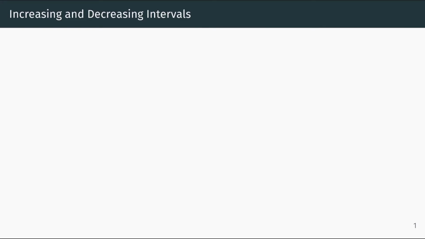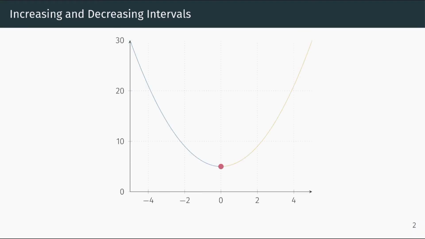Hi, in this video we will be discussing when a curve is increasing and when it is decreasing. These are also referred to as the increasing intervals and the decreasing intervals of a curve. In the graph shown, the part of the curve in blue corresponds to when the curve is decreasing, while the part of the curve in yellow corresponds to when the curve is increasing.